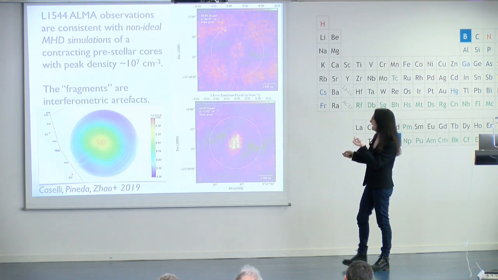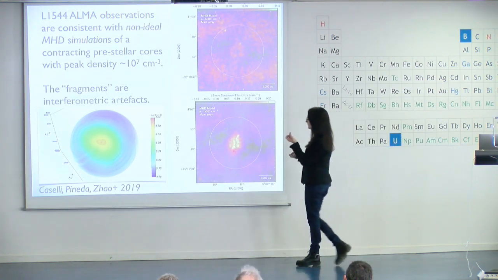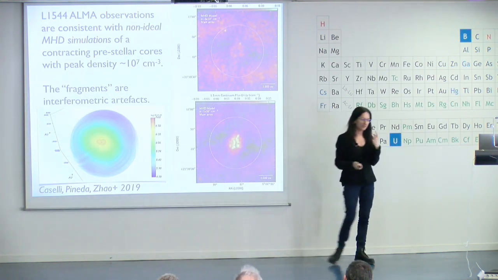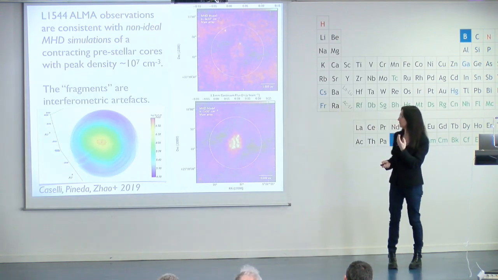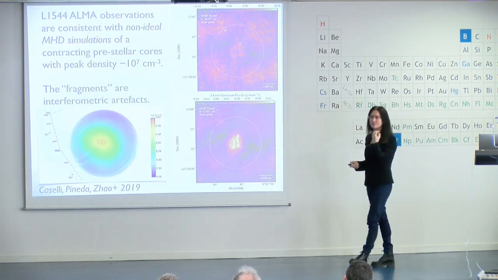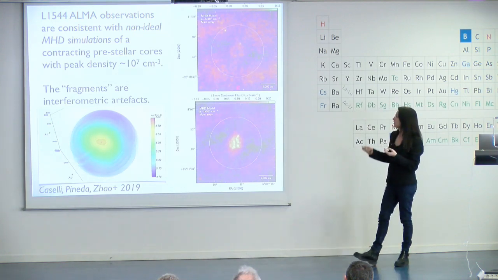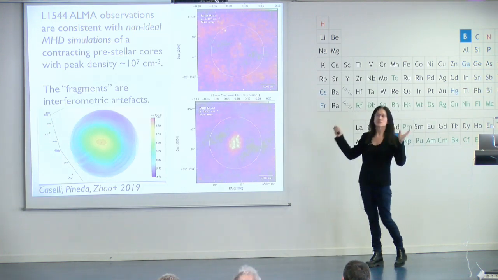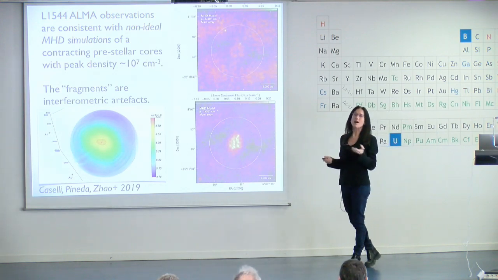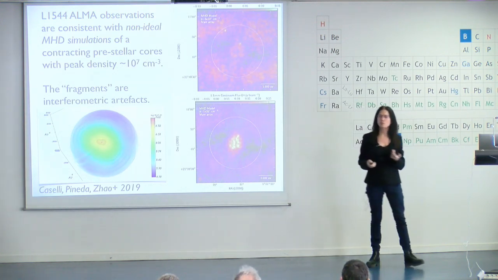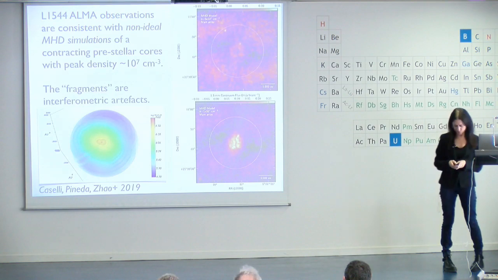So basically, this means that to detect prestellar cores with ALMA, you will only detect those that are at a very advanced dynamical stage, very close to star formation. You're not going to detect dense cores or starless cores, and that is why there have been no detections in all previous surveys that were done.